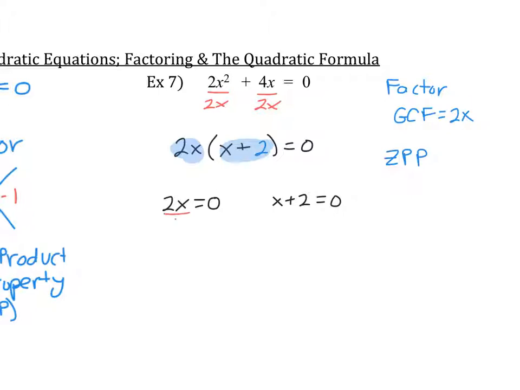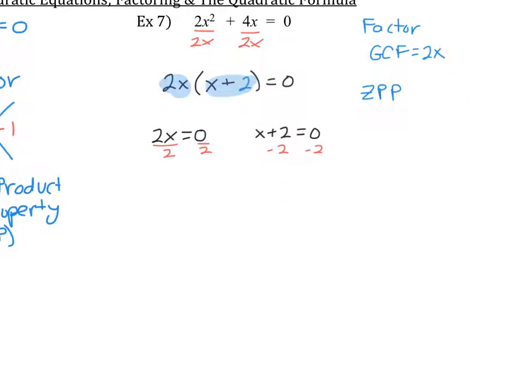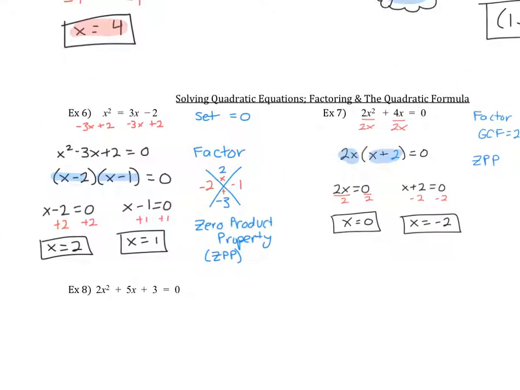I can set them each equal to 0 separately. So here I will divide both sides by 2. Here I will subtract 2 from each side. And I am left with x equals 0, which is one of my answers, and x equals -2, which is my other answer.